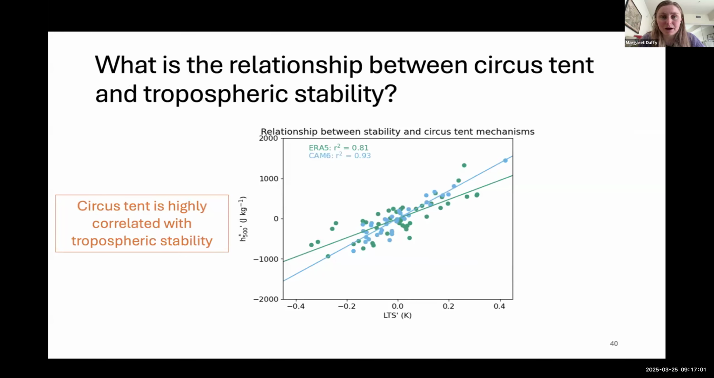Okay, so what does all of this mean? We had two mechanisms come out, but are they correlated with one another? And indeed they are. Here we have this tropospheric stability on the x-axis and the circus tent on the y-axis. This is interannual variability. Green is ERA5. They are correlated with one another. And at first I was kind of like, oh, womp, I made a statistical model with correlated predictors. I did use a regularized regression, I should have said that earlier. But actually, I think that these things being correlated are meaningful.